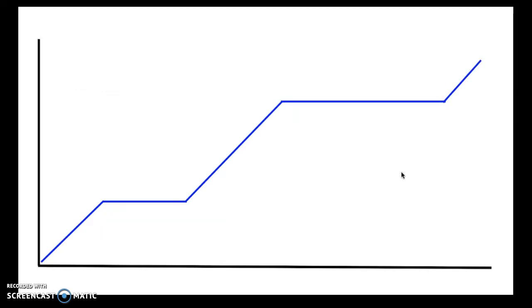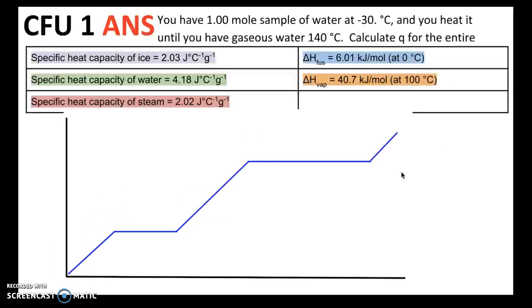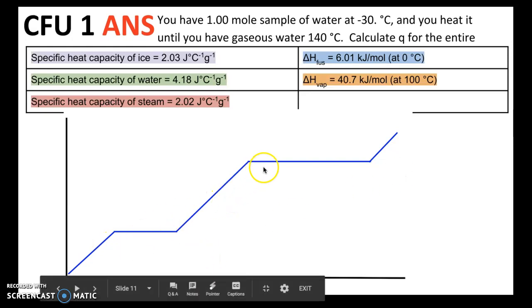Okay, so you should have drawn a heating curve like this, and let's see how we can use this information in our drawn heating curve to figure it out. Sketching the heating curve should all pretty much look the same. You'll have 3 diagonals separated by 2 flat lines.